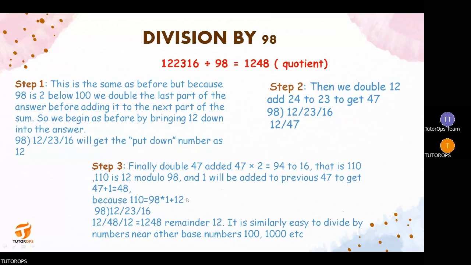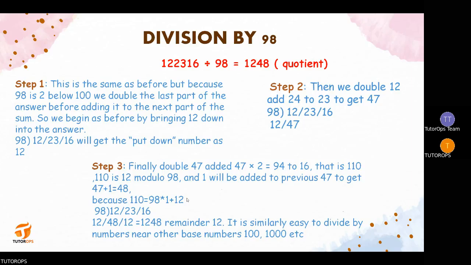Because I am getting the sum as 110. I am repeatedly talking about the method, that is when we are getting the sum above 98 or greater than 98, we need to put the modulo operation and we will add the quotient with the previous number. Here the quotient is 1 and remainder is 12, because 110 equals 98 into 1 plus 12. So we will add the quotient to the previous result, that is 47 plus 1, that will be 48.